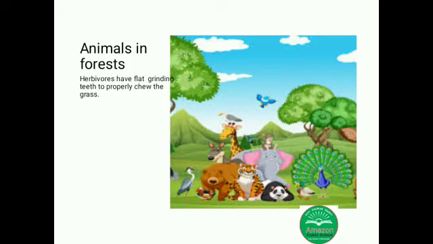Animals living in forests have to cleverly hunt for prey and protect themselves from predators. Carnivores have sharp teeth and claws, while some can run very fast due to their powerful limbs. Herbivores have flat grinding teeth to properly chew the grass. Animals such as monkeys and squirrels mostly live on trees.